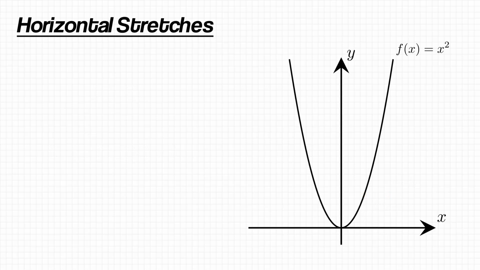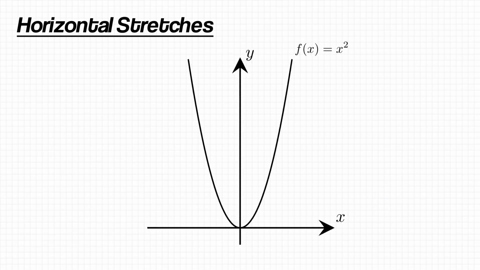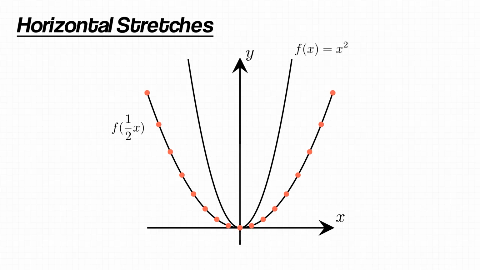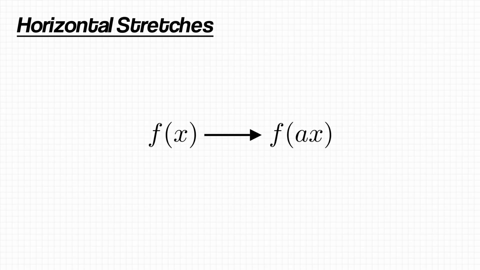So now we can see, to generate the graph of f of a half x, we need to take all the points on the graph of f of x and divide their x coordinates by a half. So to summarize, if we want to stretch a graph horizontally, that corresponds to transforming the graph of f of x into the graph of f of a times x. To perform the transformation, we take any xy point on the graph of f of x and divide the x coordinate by a.